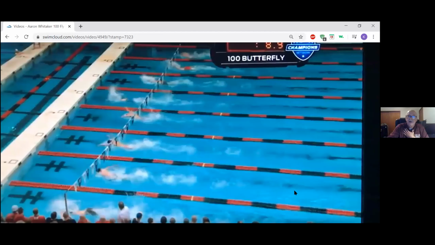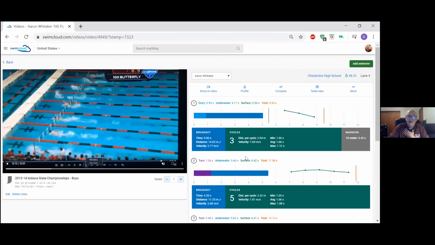And I want to show you this software here. Each one of these is one of the 3 strokes that he took. The first stroke, the second stroke, third. Then there's a gap here because he dove down. It really killed his velocity.